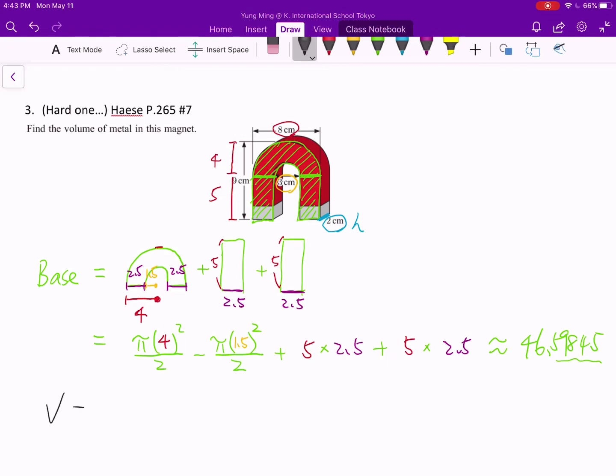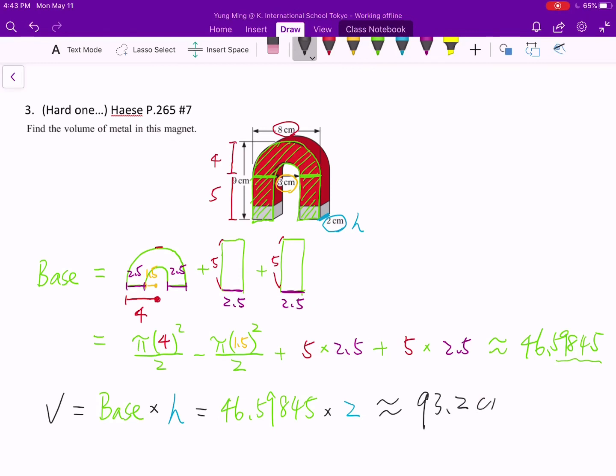We will have volume equals to, since this is a solid with uniform cross sections, the base area times the height, which should give us the final answer. Our base is 46.59845, and then we multiply that by the height, which is 2 in this case. Quite straightforward. We punch everything into the calculator. Now we can round things up a little bit. Our answer will be approximately 93.2 centimeters cubed.